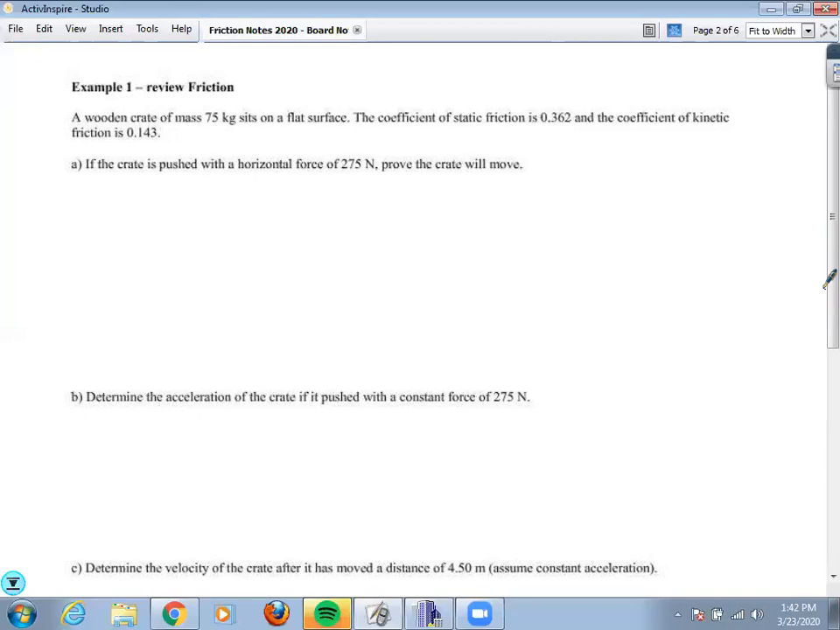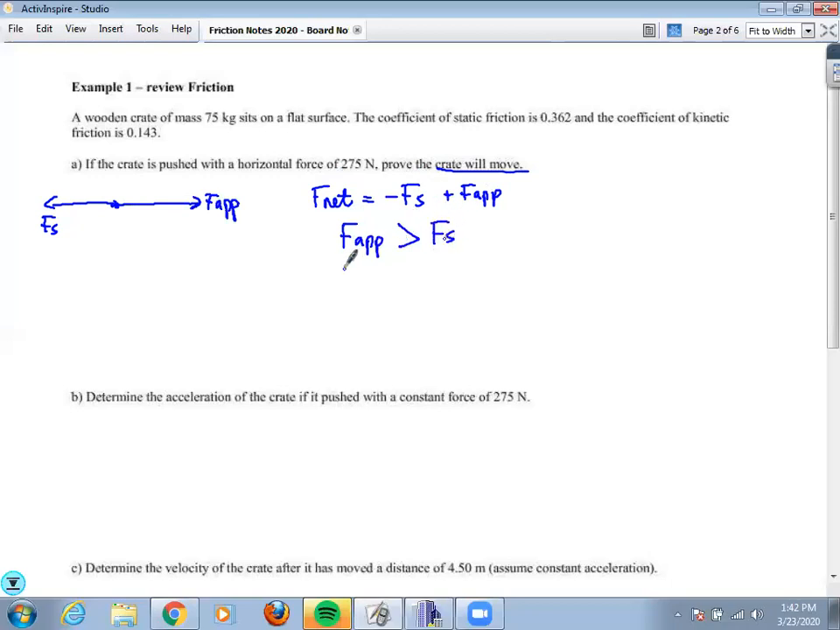To prove that it will move, if we look at a free body diagram, we have this applied force, F applied, and we'll say it's to the right, forward. And we've got static friction, F_s, to the left. So our F_net statement would equal negative F_s, because it's opposite to the motion, plus F applied. For the crate to move, F applied must be bigger than the static friction. If we move static friction to the right, F applied must be greater than the force of static friction, which we can expand.